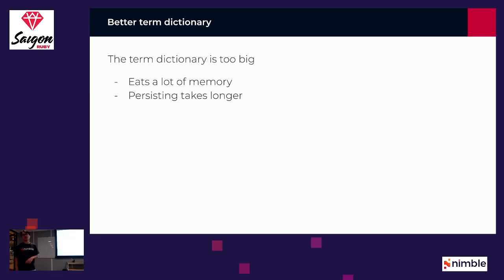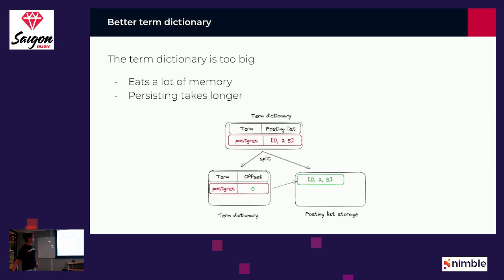Well, the term dictionary is too big. That's obviously the problem. It eats up a lot of memory, and persisting takes so long. We could try to improve it. How about we split it? So we're gonna split into 2.